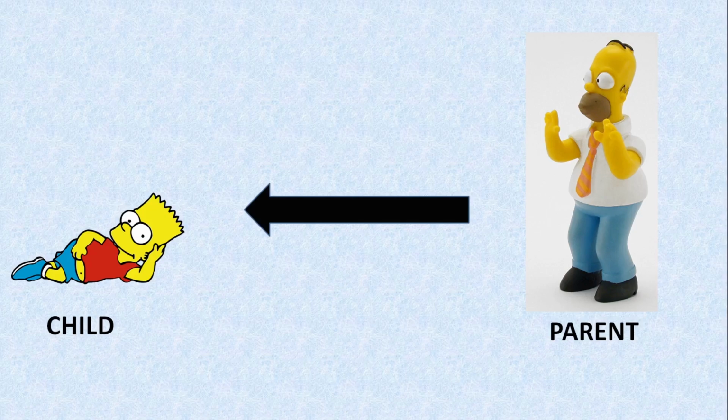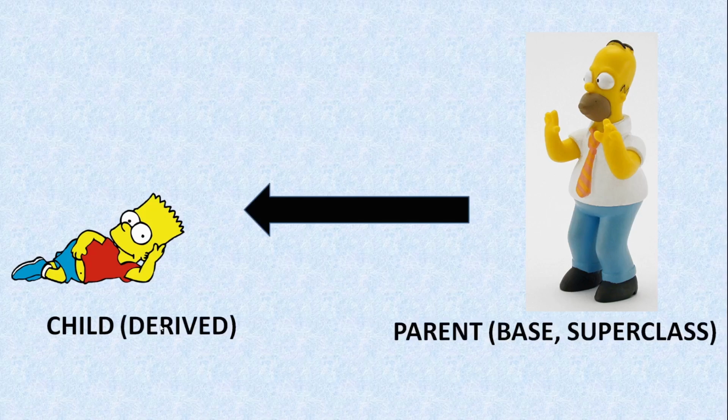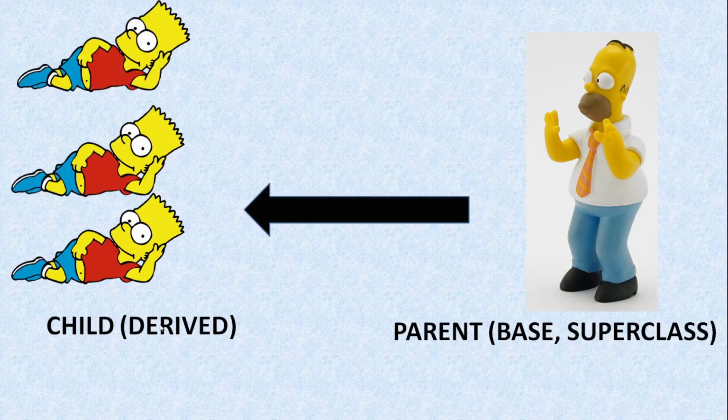Today we'll decipher inheritance in C#. In inheritance, we have a parent class and a child class. Parent class is also known as a base class or superclass. Child class is also known as derived class. There can only be one parent class. However, there can be multiple child classes which inherit from the same parent.